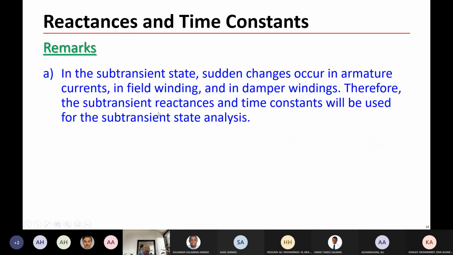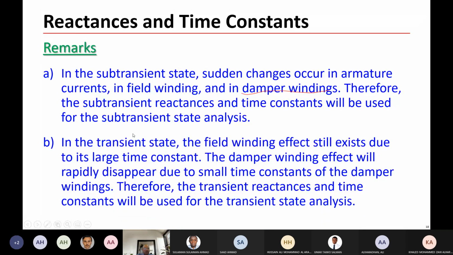So in subtransient state, sudden change occurs in armature currents, in field winding and also in damper winding. So this is in subtransient period. Therefore, the subtransient reactances and time constants will be used for subtransient state analysis. So this is the extensive model. If you include the subtransient damper winding, you will end up with the seventh order model as we pointed out before.